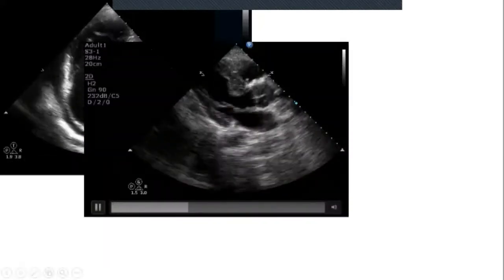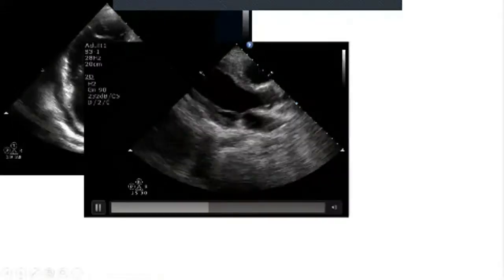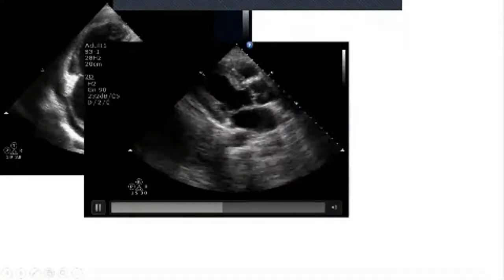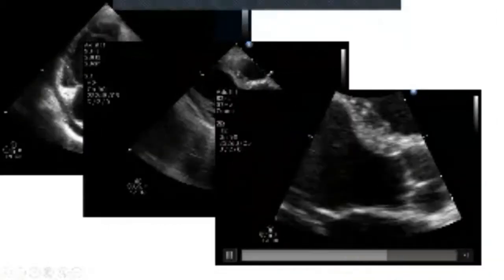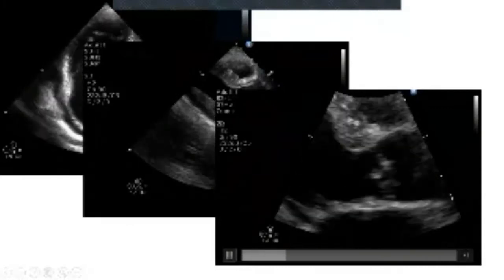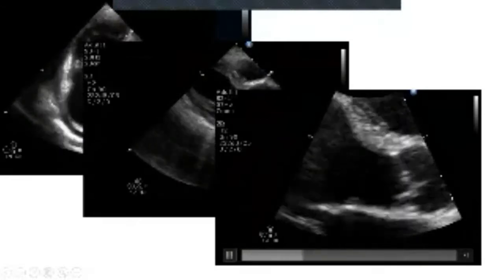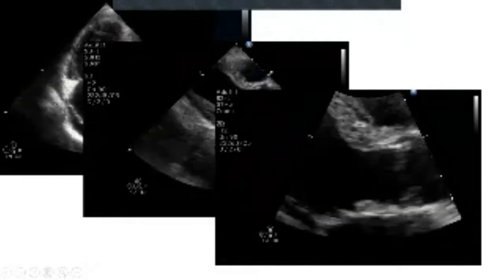Another example here, where can we find the vegetation? Yes, a small one here and another small one here. And if we zoom, you can find this mass. So as I told you, the jet may cause implantation of a vegetation in non-valvular sites. Here we can find a large, huge mass that is attached to the Eustachian valve.